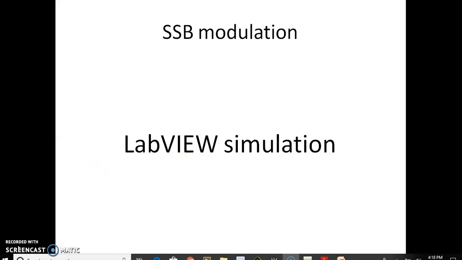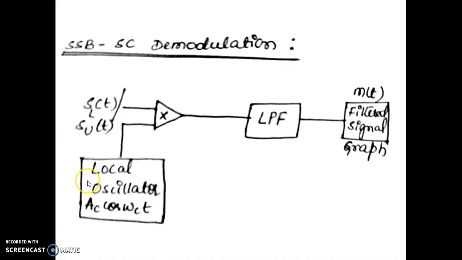Let us see the demodulation also. This is the SSB demodulation process. It is also a coherent demodulator. It requires a local oscillator whose frequency is exactly equal to the carrier frequency used in the modulation process. That is multiplied with the upper sideband and the lower sideband, and passed through a low pass filter. The low pass filter cutoff frequency should be such that it passes only the message signal, but suppresses the high frequency carrier signal.